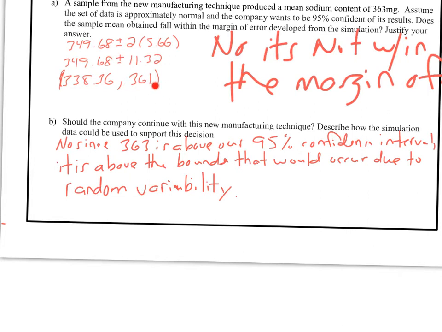So here are the bounds that occur due to random variability. 363 is the number that we got. It is clearly above that. So our answer is no. We don't want to continue with the new manufacturing technique. If, however, it was, let's say, 351 or 339, we could say, yeah, that's inside the bounds that would occur. If the true value really is 350, then anywhere from here to here is a number that you are likely to get. But again, it wasn't, so we can't say that it is. So we have to say no.